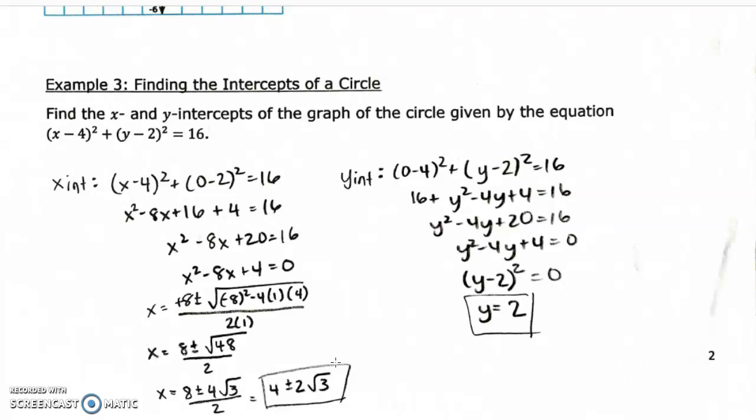So remember, a circle could have as many as 2 x-intercepts. It could have as many as 2 y-intercepts. It could have no x-intercepts or no y-intercepts, or it could have exactly 1.